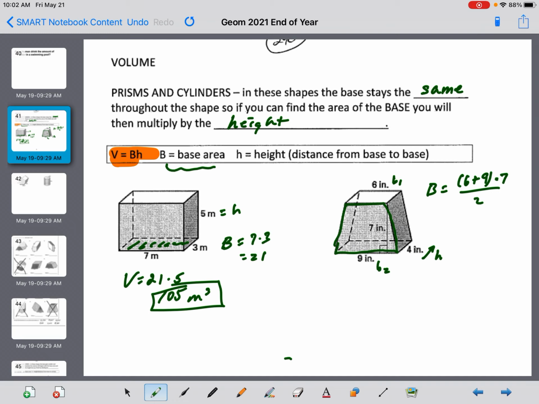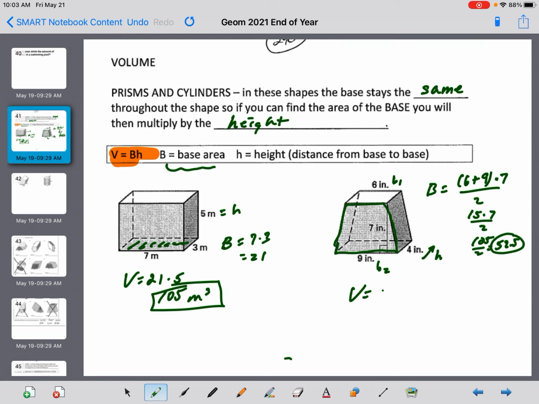16 times 7 is 105. No, 16 times 7 is not 105. 16 times 7 is 112 divided by 2. 112. Oh, so it's 15 times 7. Sorry, my mistake. 15 times 7 divided by 2. I was looking at my notes and my answers weren't jiving. 15 times 7 is 105 divided by 2. So 52.5 is your capital B.